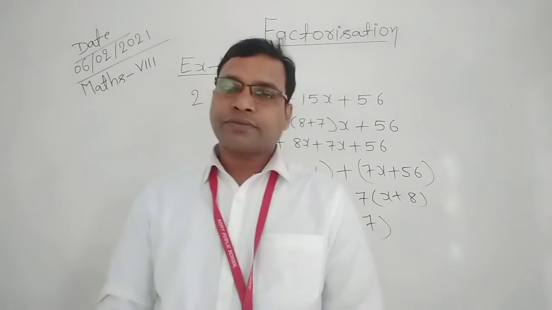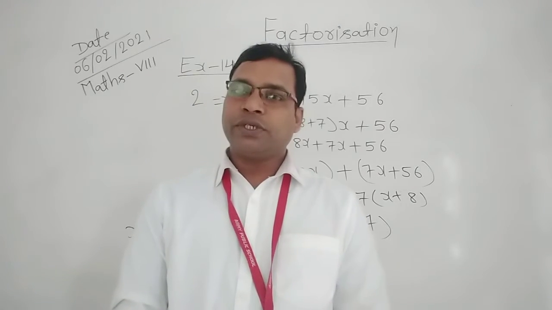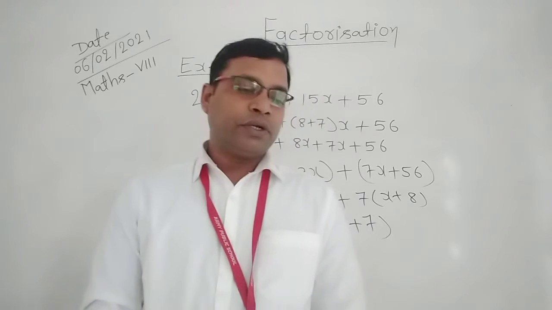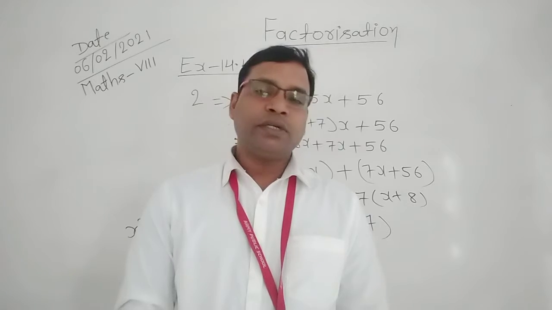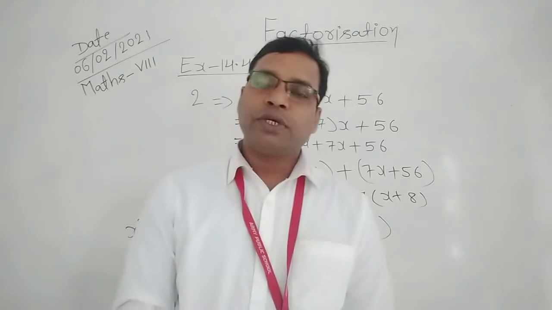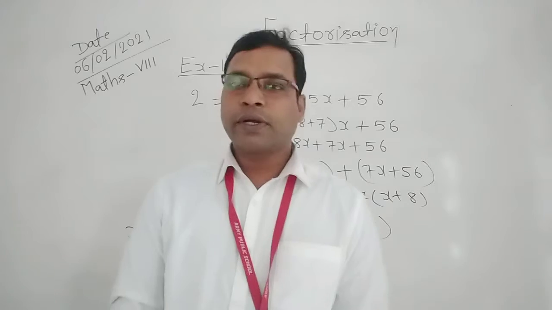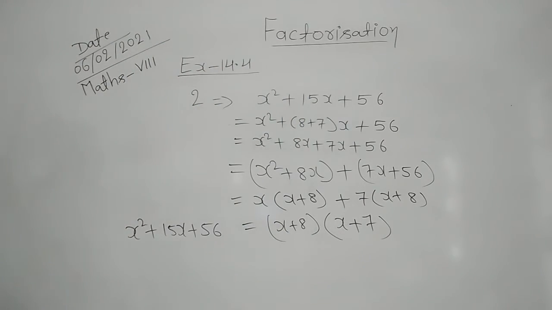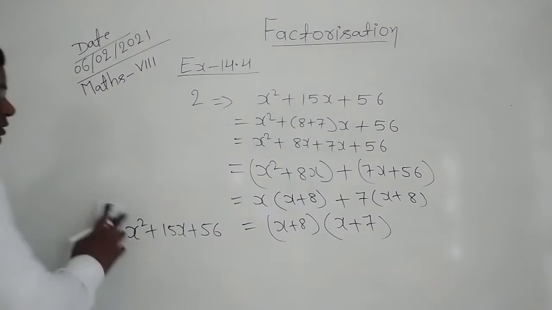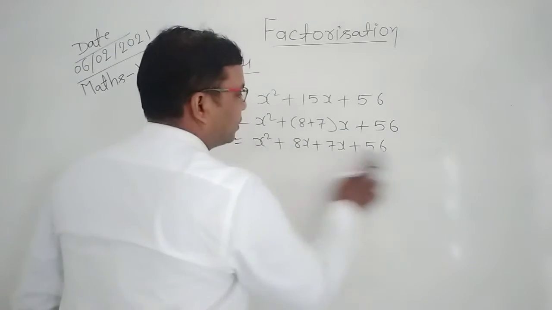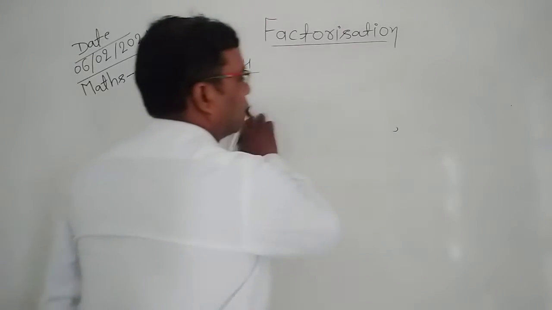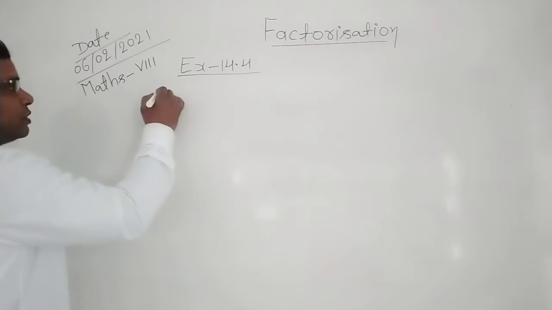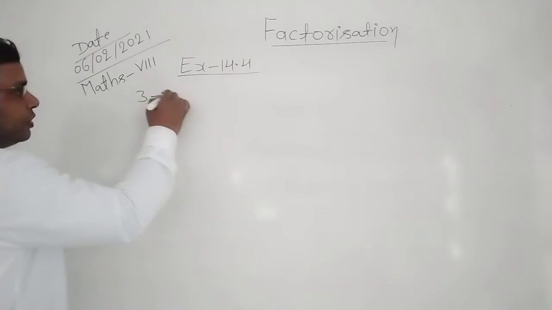So student, I hope all of you understood this question. Now we are going to discuss question number 3. Let's see what we have in question number 3. Question number 3 has p square plus 22p plus 85. So we need to find the factorization of p square plus 22p plus 85. Let's see how to find the factorization of the given trinomial. This is question number 3.